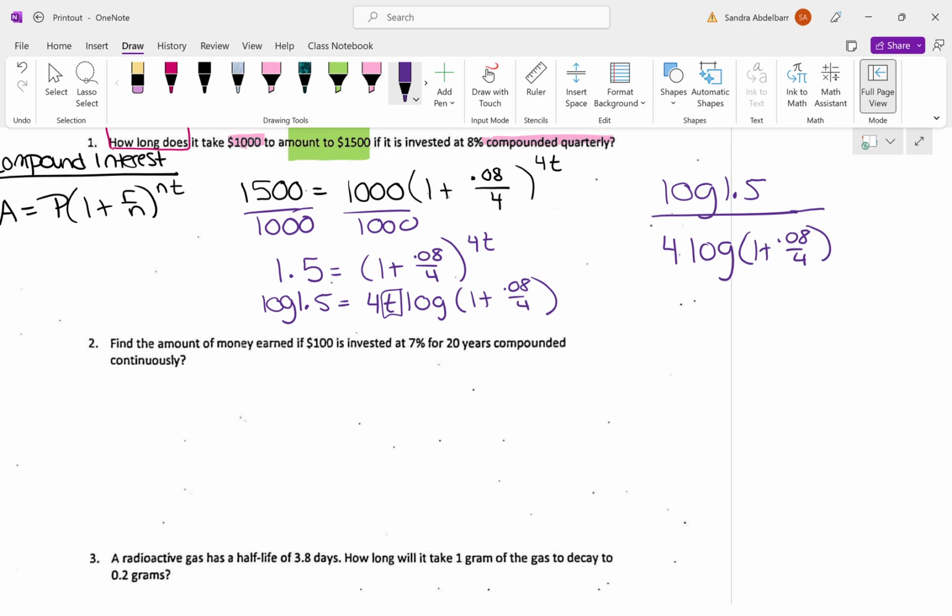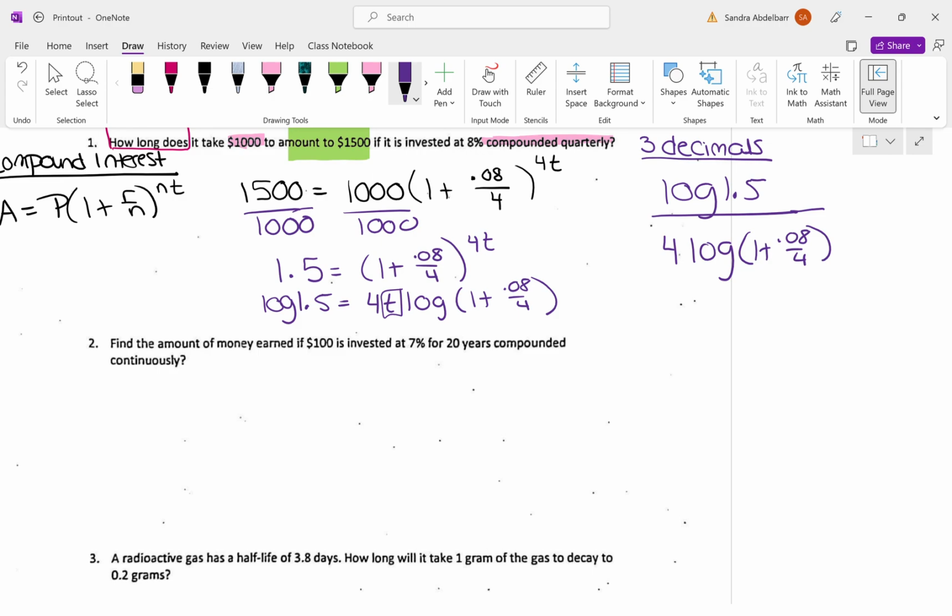Let's do 3 decimal places. It's going to be 3 decimal places always, unless we're talking about money. If we're talking about money, how many decimal places should it be? 2. All right, so in your calculator, you're going to do parentheses, log 1.5, close your parentheses.